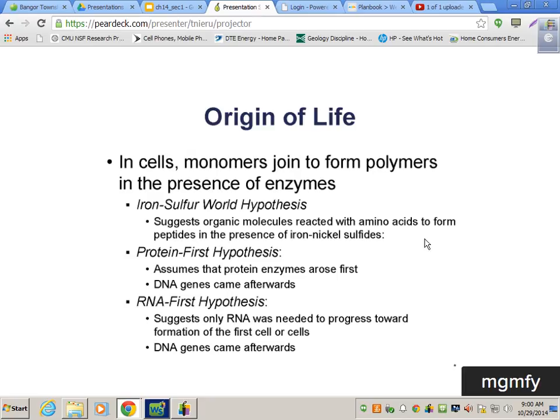And then there's the RNA-first hypothesis that suggests only RNA was needed to progress toward formation of the first cell or cells, because there is self-replicating RNA out there, and that DNA genes came afterwards. I like that one. My biotech mind gets that one. But then I go back to, well, how'd the protein get there? The chicken and the egg conversation at a molecular level, right? Oh, makes the chicken and the egg argument seem kind of dumb now, a little bit.